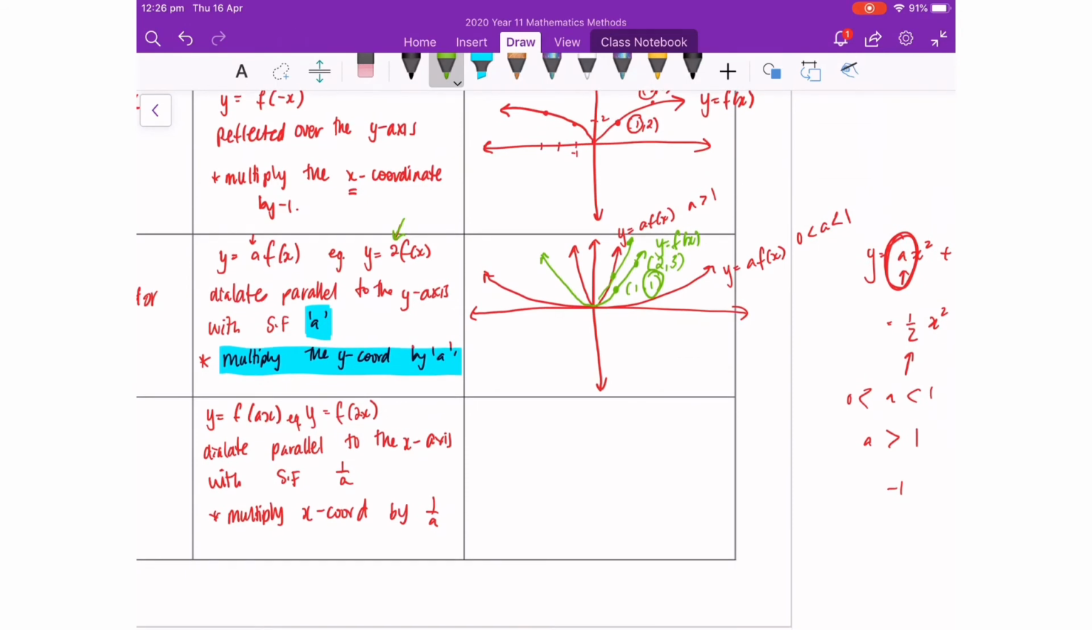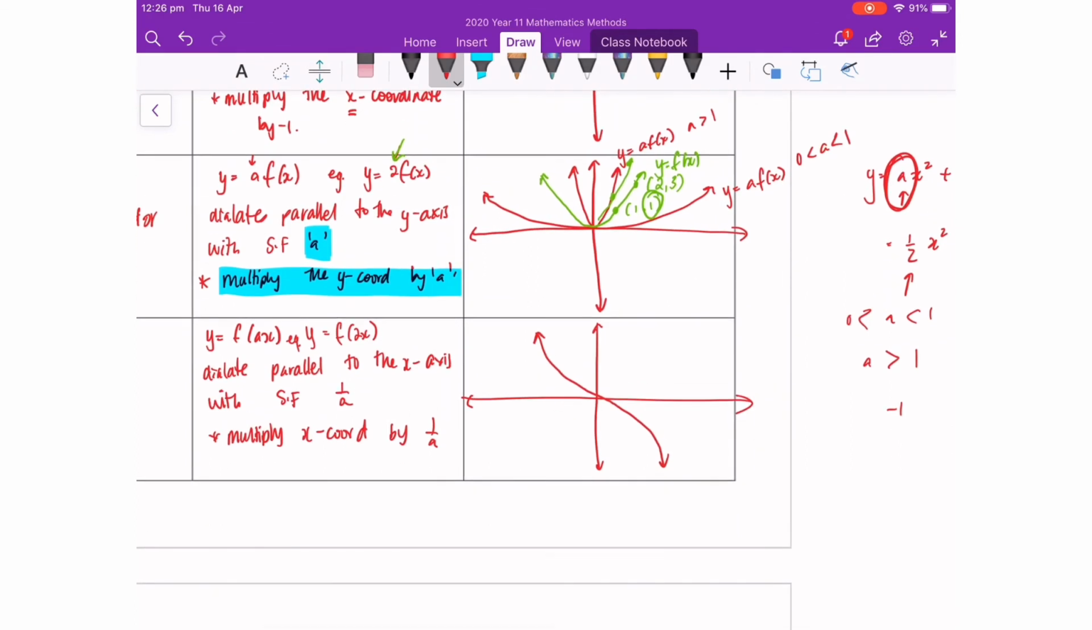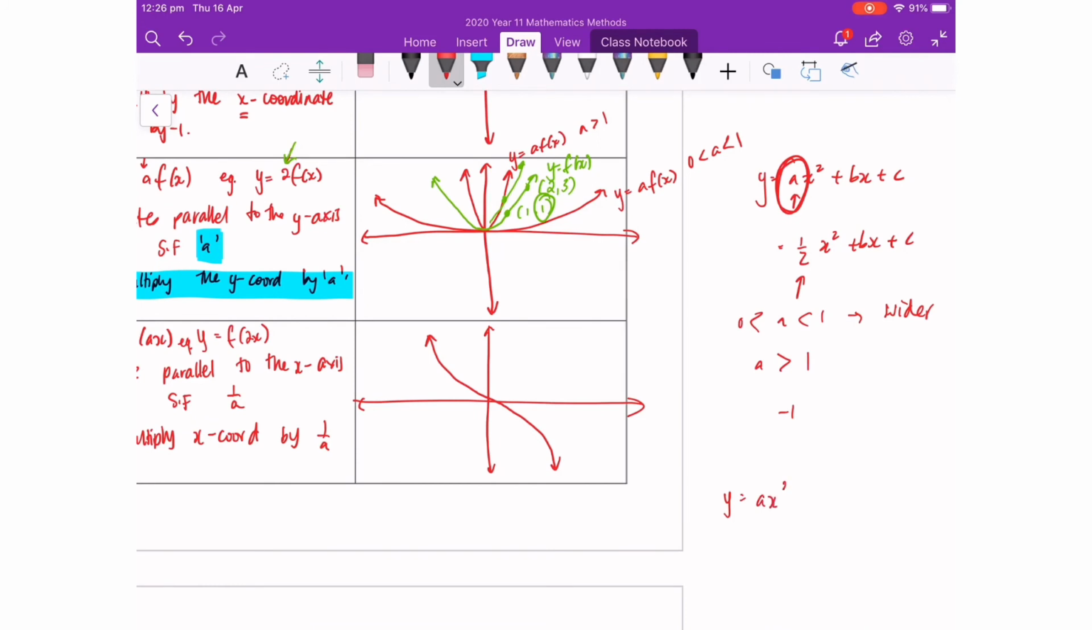So for this example, instead of multiplying and it gets bigger and bigger, it's going to change it in a totally different way. So let's see if we can graph it and show you what I mean. I'm going to show you a situation where it's a cubic. So if my graph looked like that, for the cubic, for example, we know that y equals ax cubed plus bx squared plus cx plus d.